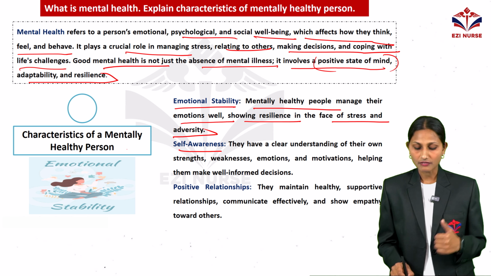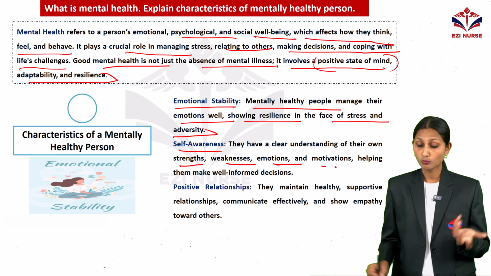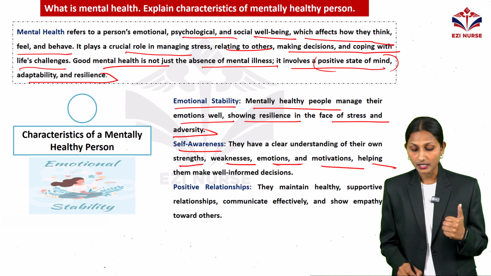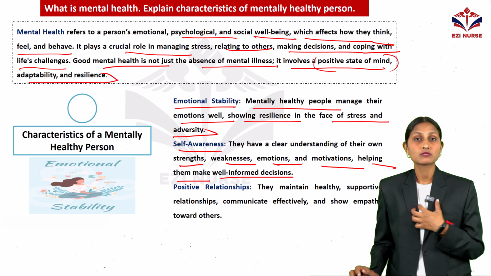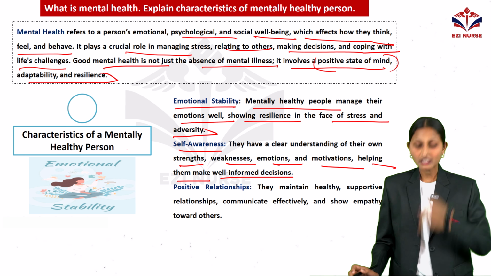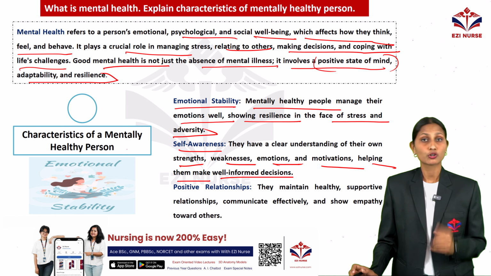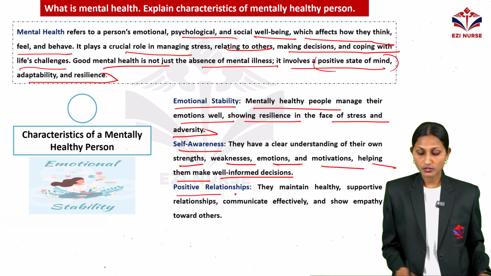Next one is self-awareness. They are aware of their strengths, weaknesses, emotions and motivation, which helps them make well-informed decisions. So they are aware of themselves, whatever strengths and weaknesses they have, and they will understand their emotions well. So that is self-awareness.